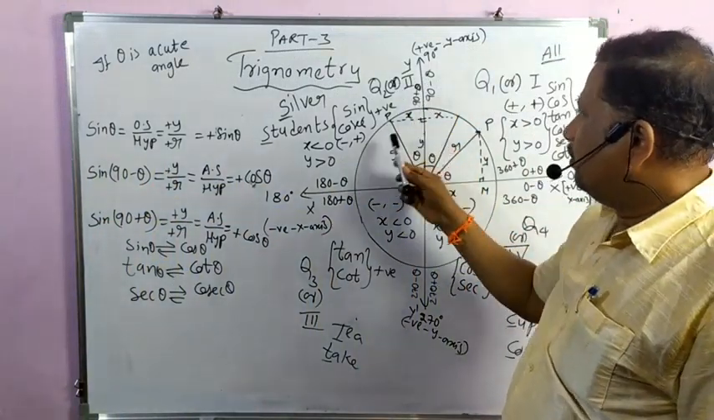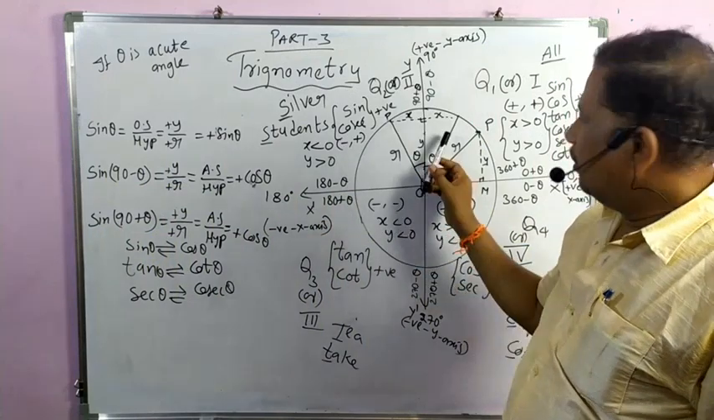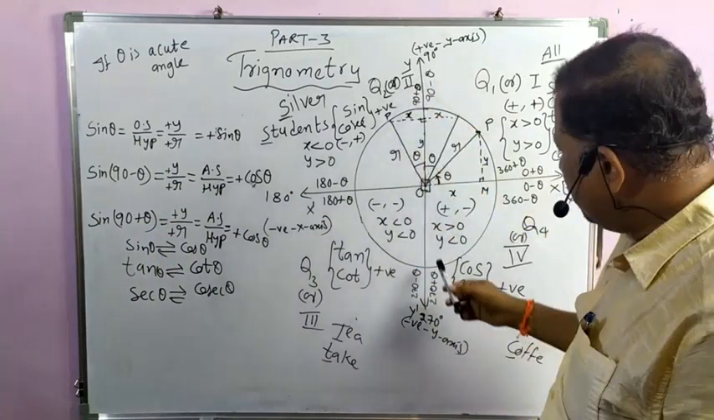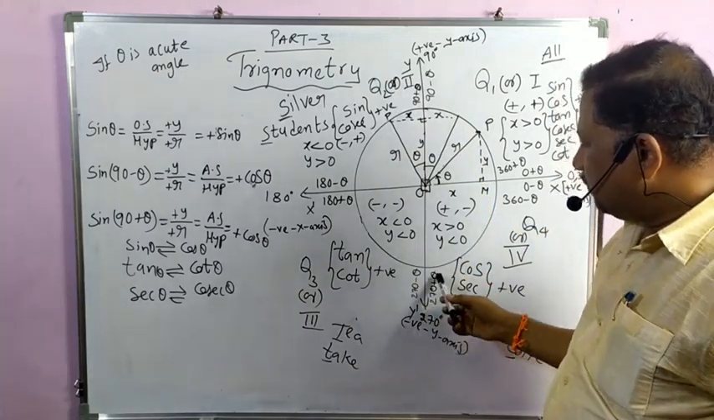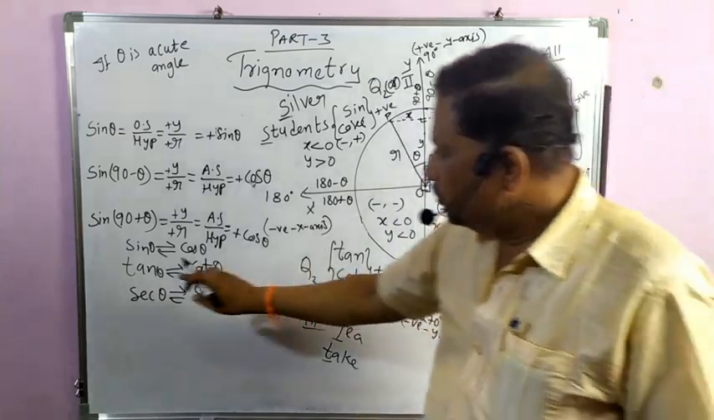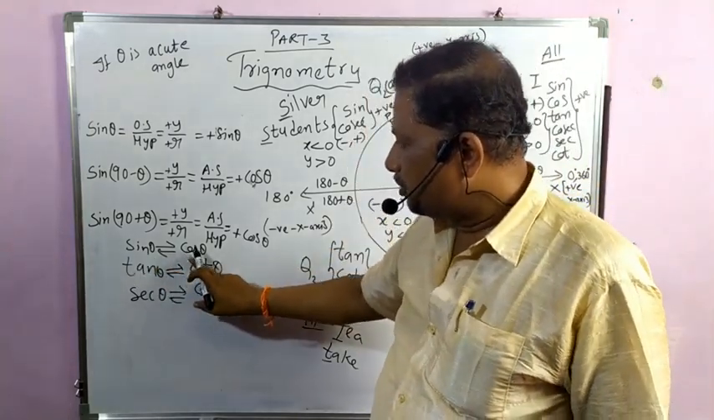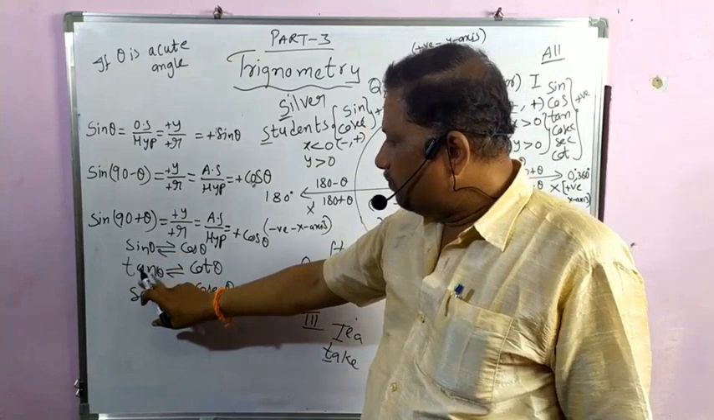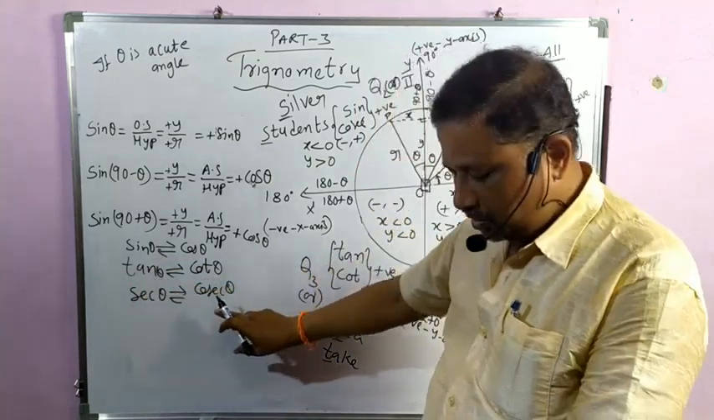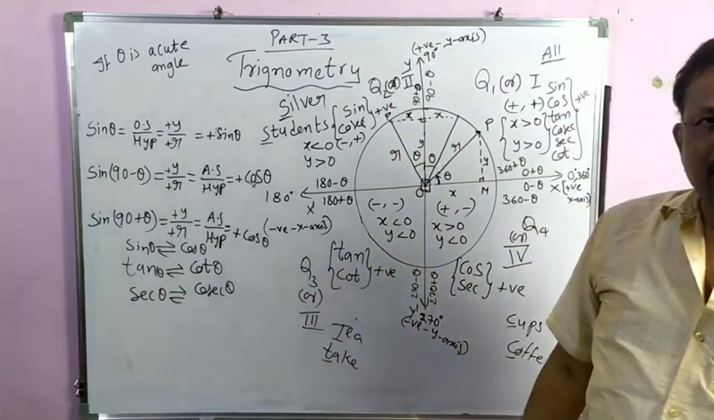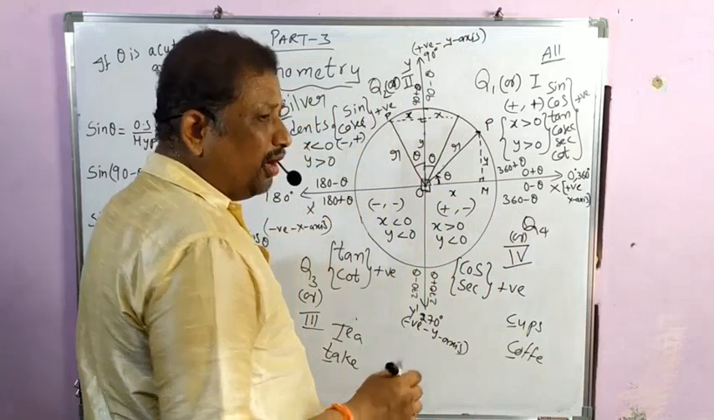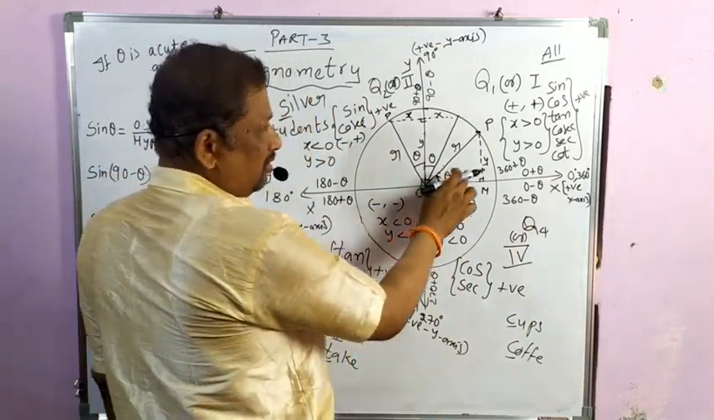So when we operate with angles like 90 minus theta, 90 plus theta, 270 minus theta or 270 plus theta, that means if you operate the ratios on the y-axis, the ratios change. Sine changes into cos, cos changes into sine. In the same way tan changes into cot, cot changes into tan. Secant changes into cosecant, cosecant changes into secant. Is it clear? Now, what if you operate the trigonometric ratios on the x-axis?